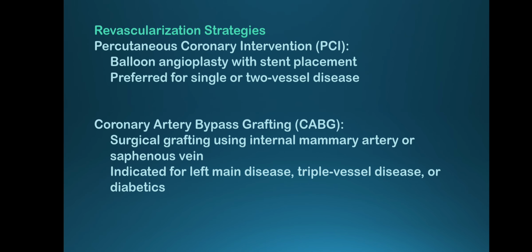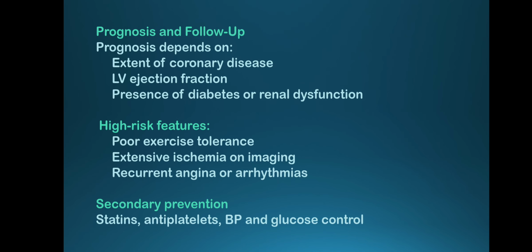Revascularization: PCI, or percutaneous coronary intervention, balloon angioplasty with stent, is preferred for single or two vessel disease. Coronary artery bypass grafting, that is CABG, is indicated for left main artery disease, triple vessel disease, or diabetics, where surgical grafting is done using the internal mammary artery or saphenous vein.